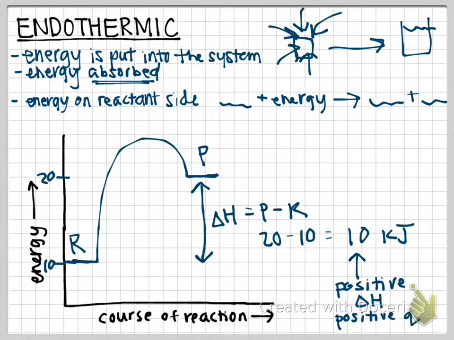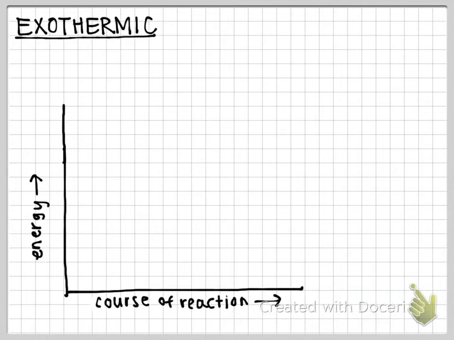And then the last thing on the graph is to label activation energy. Activation energy is the difference between the very top and the reactants. And remember, activation energy, or EA, energy of activation, is the amount of energy that is required to get the reaction started. In an exothermic reaction, energy is released from the system.